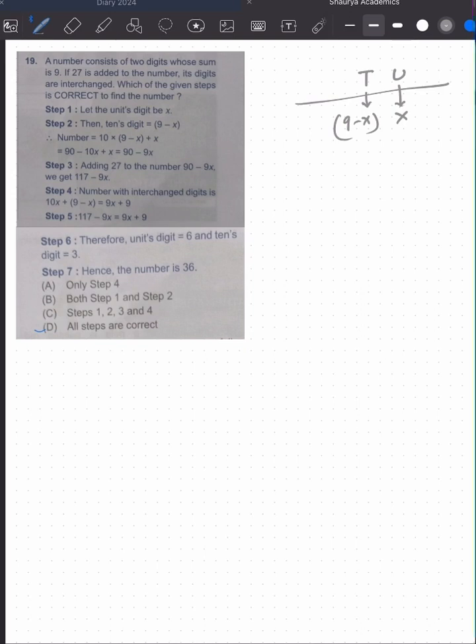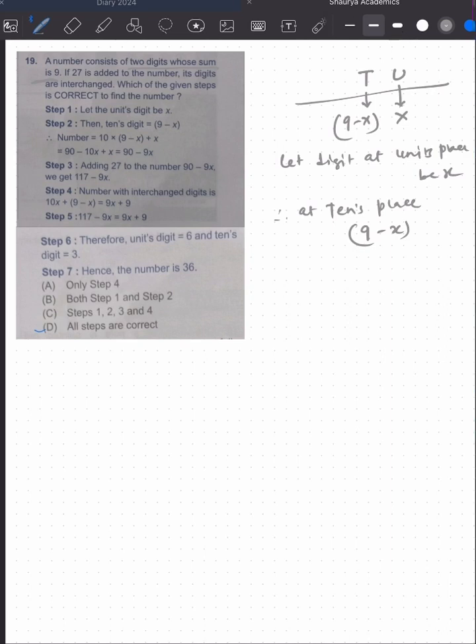Understood this much? So we have assumed let the digit at units place be x. So therefore at tens place the digit will be 9 minus x, because the sum of the 2 digits is 9. Okay. Now which of the given steps is correct?